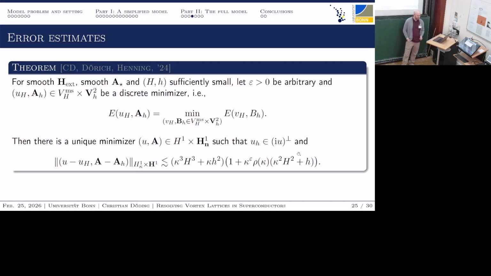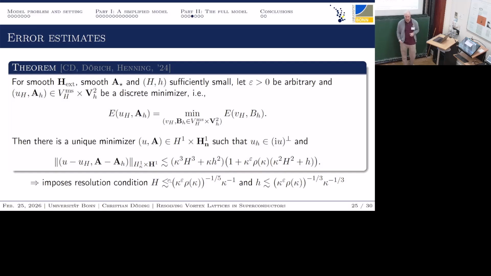And again, we have an additional higher order term here that needs to be compensated. This then imposes resolution conditions for both components, the U again, which is more or less the same as in the simplified model, and another one for the vector potential, which is weaker than the one in the order parameter.